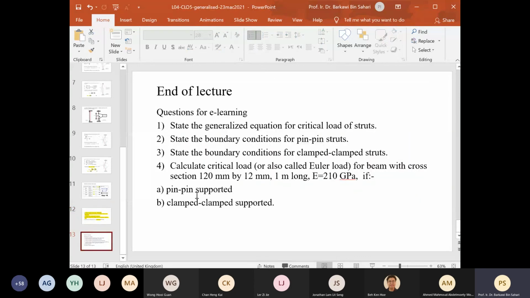Finally, I put some questions for e-learning. If you want to respond to this, you can respond. I will put a link to this part later on. This is the thing that you should be able to answer: the generalized equation for critical loads, boundary conditions, effective length, and so on. You have all this in the exercise that I uploaded.